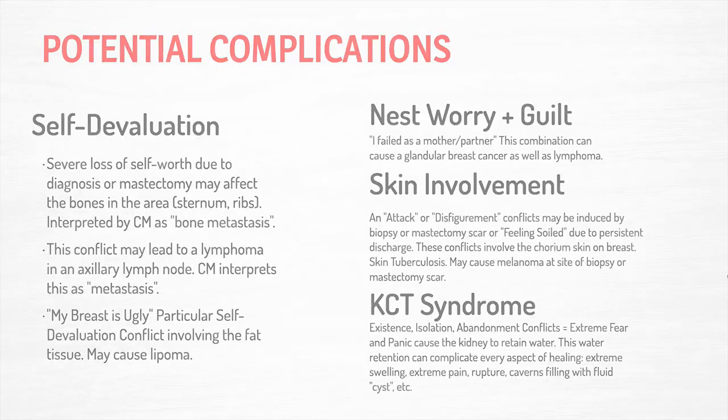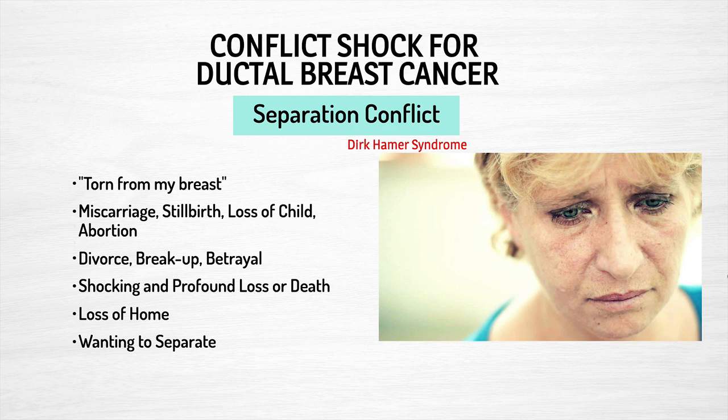So let's move on now to the more common type of breast cancer, which is cancer of the breast duct. And the conflict shock that is associated with ductal breast cancer is a separation conflict. And so the thing that the psyche is picking up on is something has been torn from your breast. And so that "torn from my breast" phrase is very important in understanding how the body is interpreting the separation conflict. And so this commonly happens with unfortunate events like a miscarriage or a stillbirth, the loss of a child, even an abortion, a divorce.